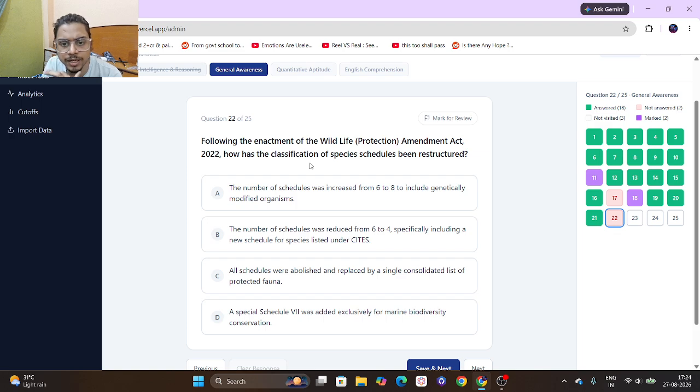Following the enactment of the Wildlife Protection Act, how has the classification of species schedules been reconstructed? Following the enactment, the number of schedules was increased from 6 to 8, to include genetically modified organisms. I have no idea about the Wildlife Protection Act.